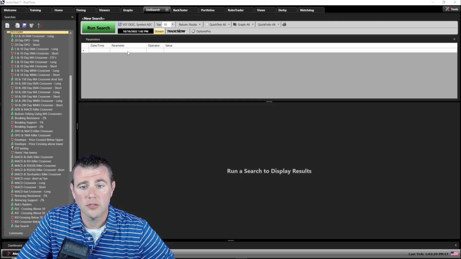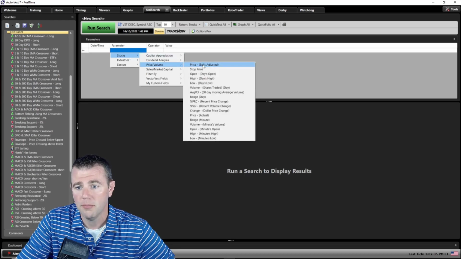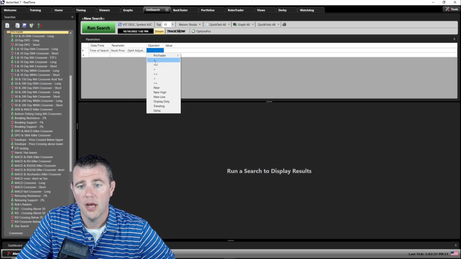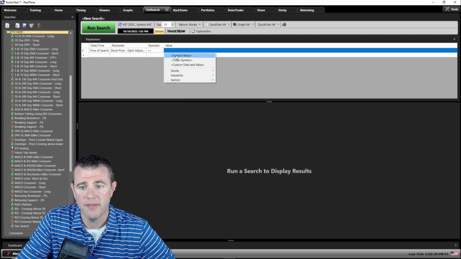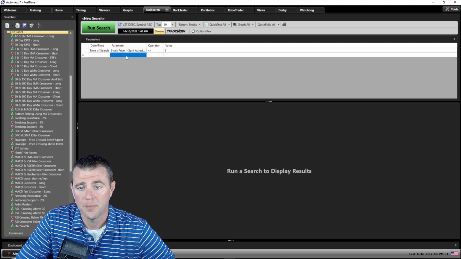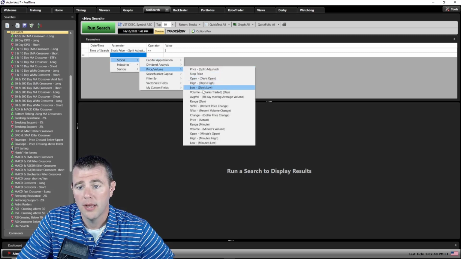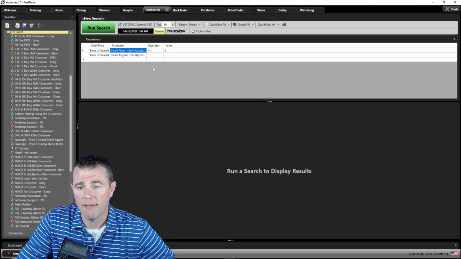So first and foremost, let's put in some of the basic parameters. So we'll put in a stock price parameter. So we'll go to stocks, price volume, price split adjusted, operator greater than or equal to, value, we'll do custom value. We'll say $5 is our minimum we'll take. Then we'll put in a volume criteria. So price volume, average volume, 50-day moving average of volume, greater than or equal to custom value. Then we'll say 250,000.